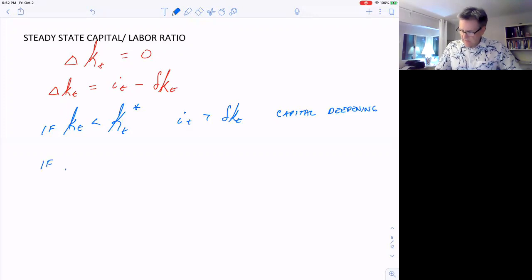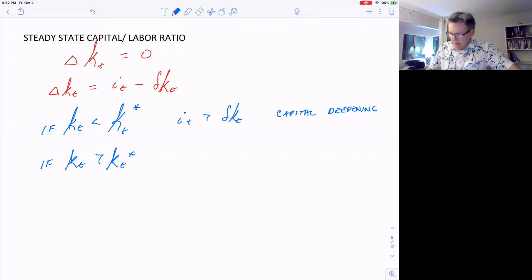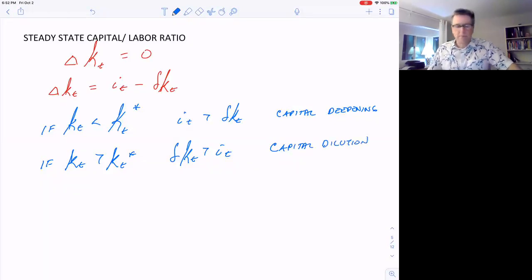On the other hand, if kt is greater than kt star, then the amount of depreciation is greater than the amount of new investment. So delta little kt is greater than the investment at time t, which means capital dilution. And both of them lead towards kt star, that stable equilibrium of the capital labor ratio.